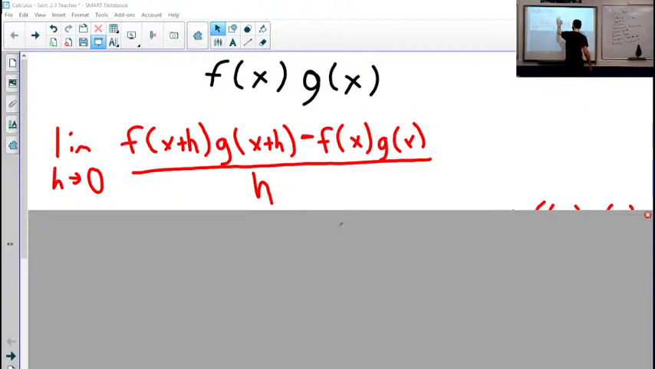Product rule. So if I have multiplication of two functions, what is their derivative? Well, f of x plus h times g of x plus h minus f of x times g of x, all over h. So that is our definition for the derivative.